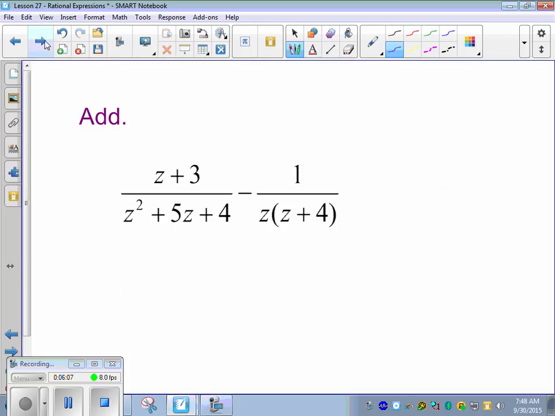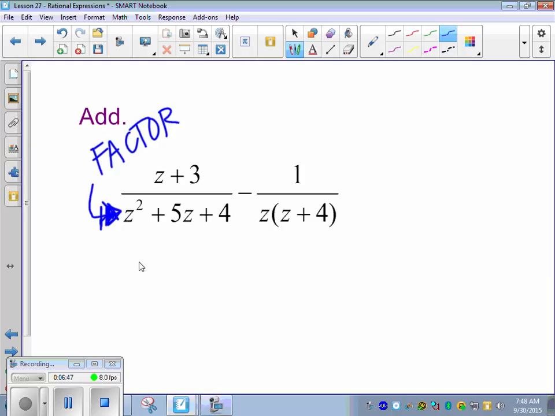Okay. Let's try a harder one. Go ahead and write this down. So I have z plus 3 over z squared plus 5z plus 4 minus 1 over z times z plus 4. Before we start doing a common denominator, you guys, it's really important that we do something to this trinomial. Sam, what do you think we have to do to that trinomial there? Very good. Write that in your notes. You have to factor if you can, all right? Otherwise, you're going to get a big mess.